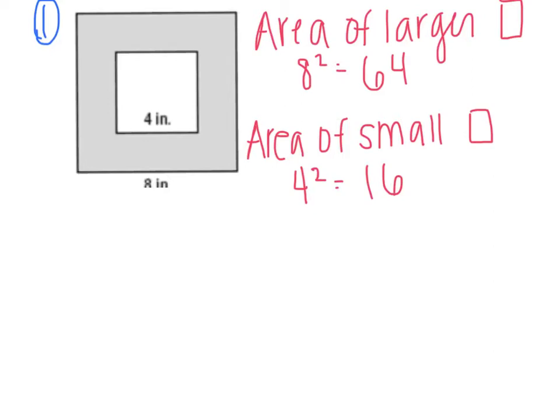So to find just the shaded region, we are going to take the larger square minus the smaller square, and that is going to give us 48 inches squared.